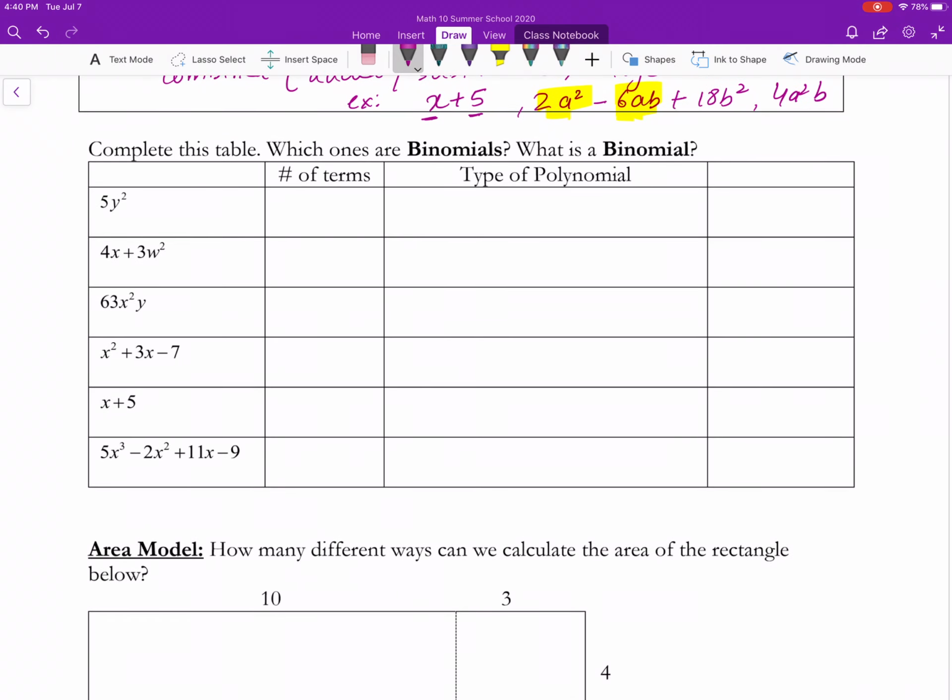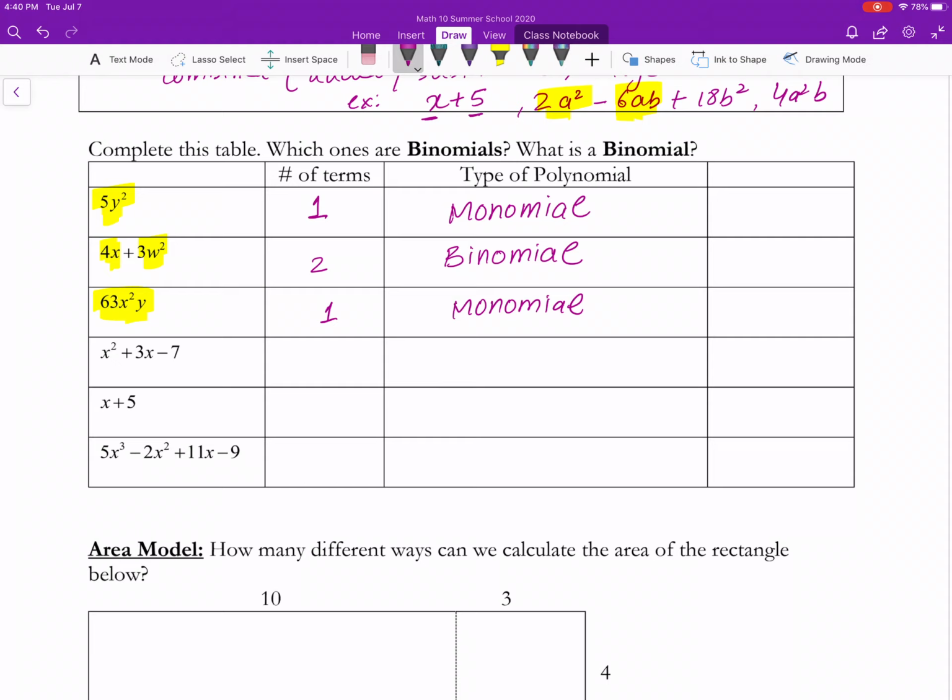Now the first one, we have only one term here, right? There's no other term, there's no plus sign or minus sign, so it's just one term. When we have one term, that type of polynomial is known as a monomial. Now in the second one, there are two terms. One is 4x and one is 3w squared. How do you find out that there are two terms? They both are separated by this addition sign. So there are two terms. When we have two terms, it's a binomial. Now in the next one, we have only one term. There is no plus or minus sign. It's just one term. Again, one term means monomial.